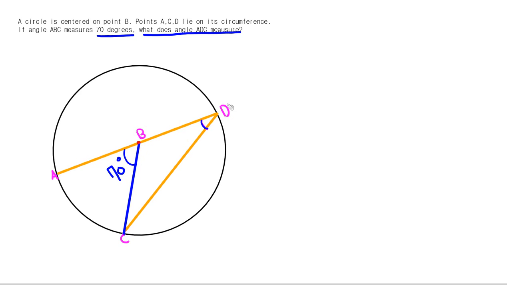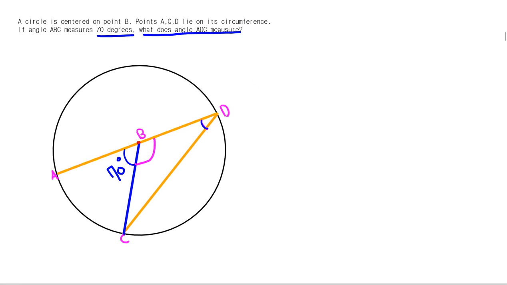Inscribed angles are formed with two lines, but the endpoints should lie on the circumference. And in this case, 70 degrees. We can find out this angle right over here using a line property.